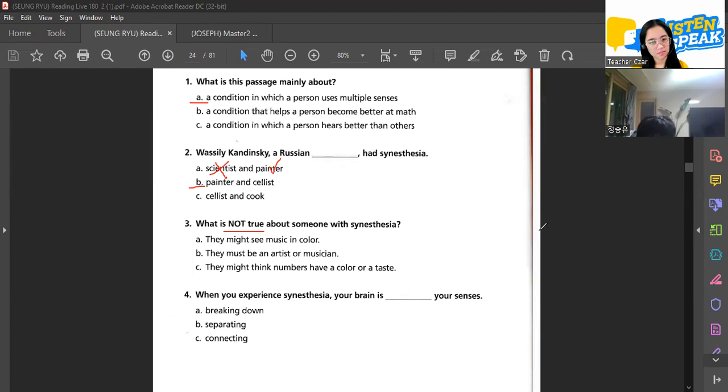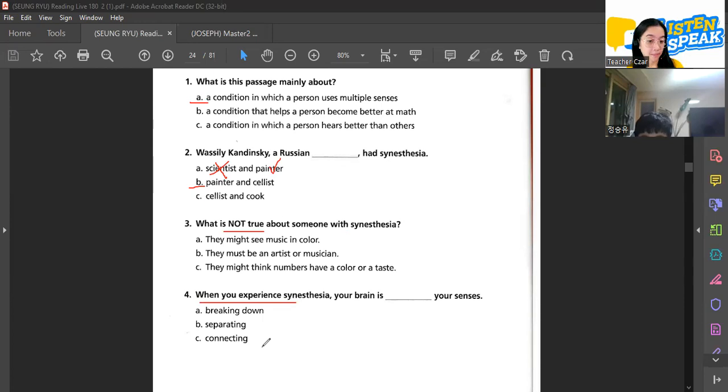They might think numbers have a color or a taste. Okay, very good. Because they think letters are the ones that have a color or a taste. Now, let's have number 4.